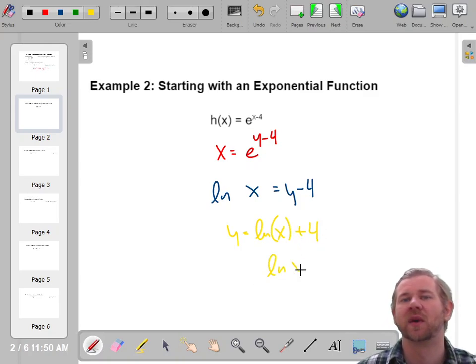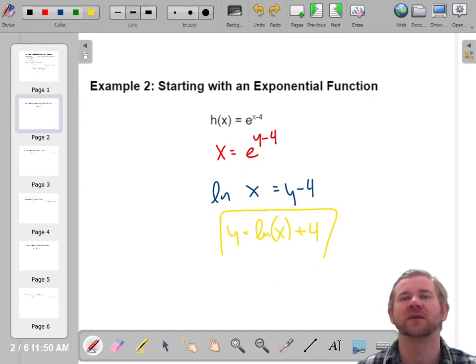The reason I'm doing that is I don't want it to look like this. Those are different. Remember, this one would shift up and this one would shift left. So I'm just going to be careful and put parentheses there. So y equals the natural log of x plus 4.